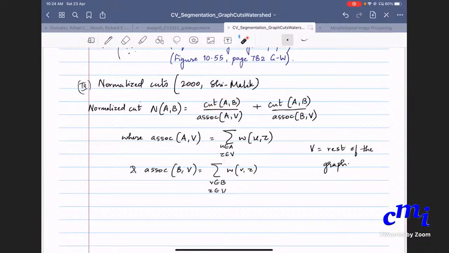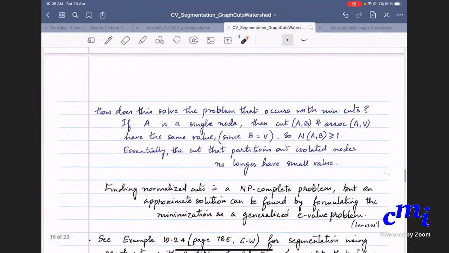Here you are looking at just connections between A and B, but here you are looking at connections between every vertex of A and the rest of the graph, and summing over all those connections. So this normalizes this cut. You do this with respect to A and also with respect to B. So in some sense this normalizes the cut, and essentially it avoids that problem of separating out isolated points by making sure that the partitions with isolated nodes don't have a small value.